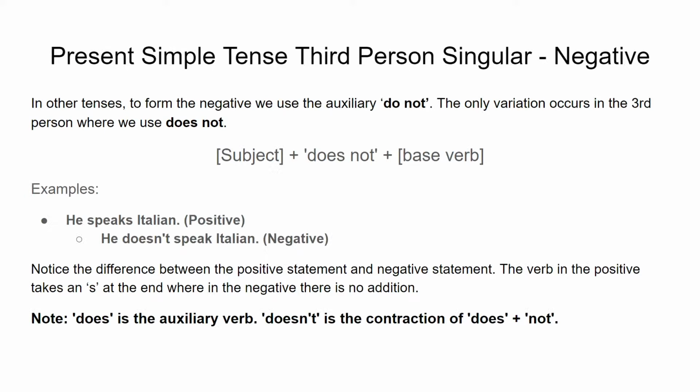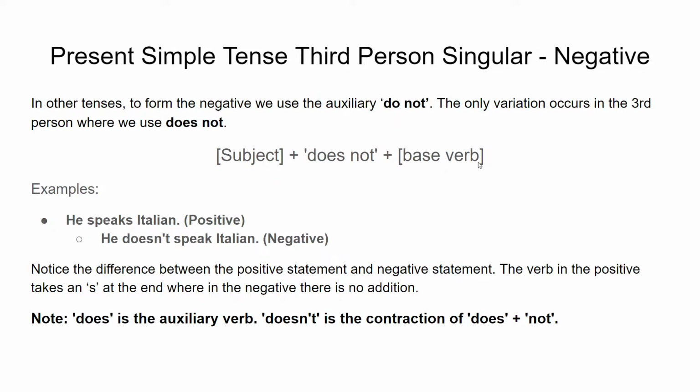Third person singular simple present tense negative form. In other tenses, to form the negative, we use the auxiliary verb do not. The only variation occurs in the third person where we use does not. So, as the standard goes, we have our subject, he, she, it, followed by the phrase does not, and then the base verb.